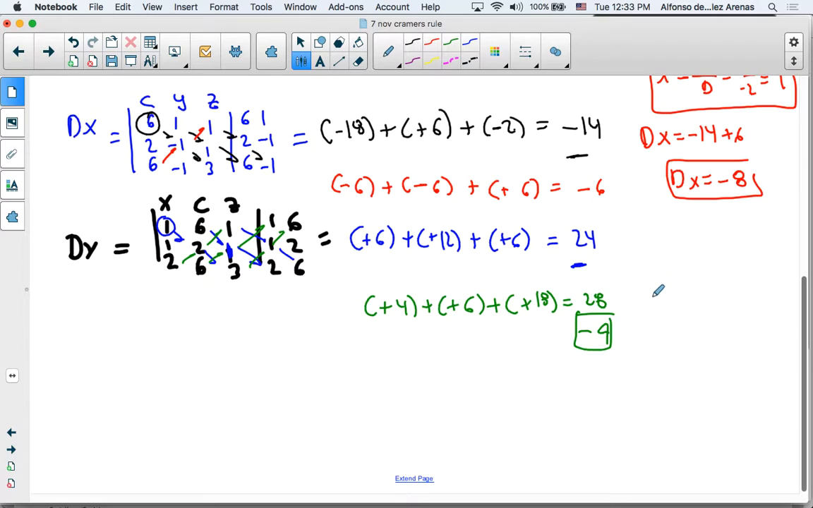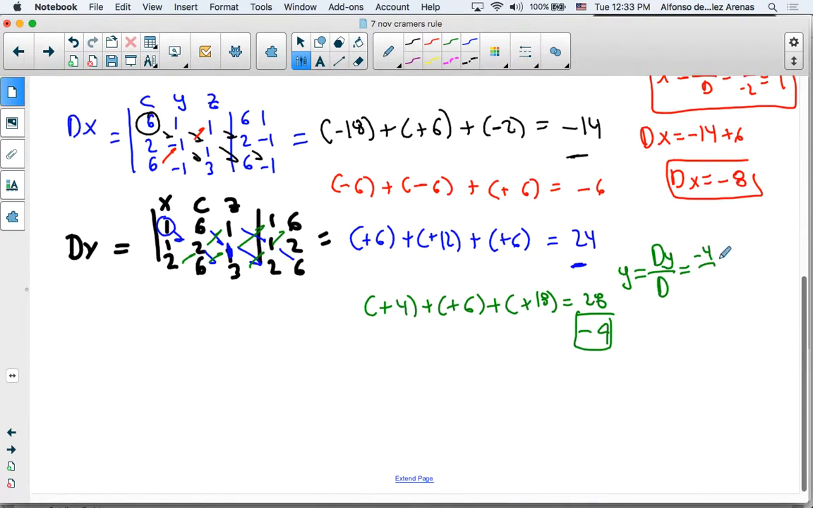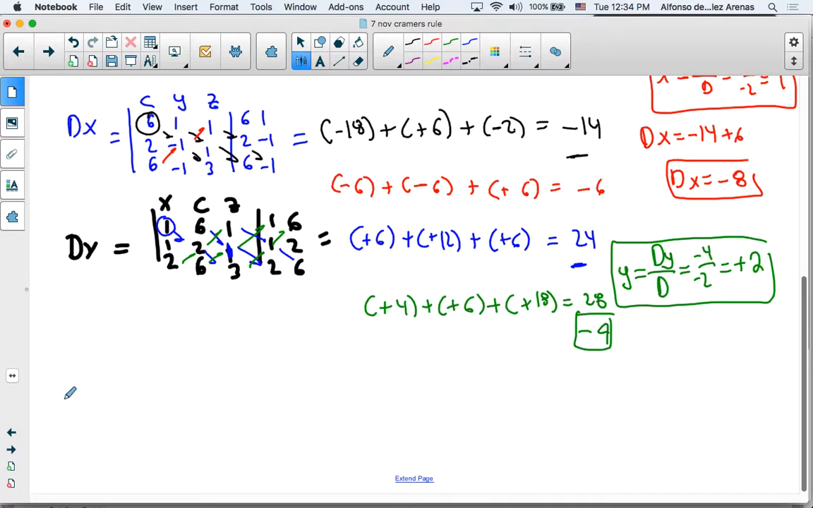So if we want to find y, we need to divide dy over d. dy is negative 4. d is negative 2. It means that y equals positive 2. There we have y. And one more time to find z. So to find z, we need dz. For dz, we have the column of x, the column of y, but don't use z. We have to use the constants.